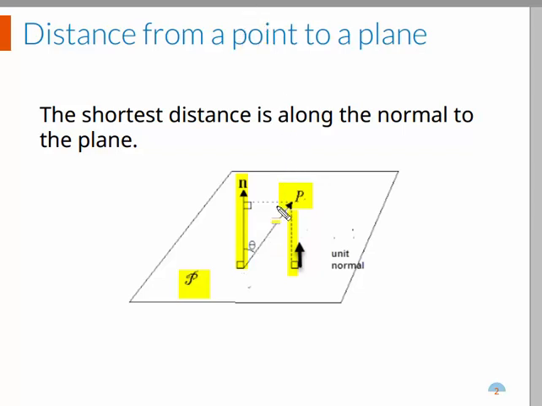Well, that's the shortest distance. And you can sort of visualize it if you were to go at any other angle. Of course, that would have to be longer. This would have to be longer, and therefore it's right along the normal to the plane. So that means we're going to use the dot product.